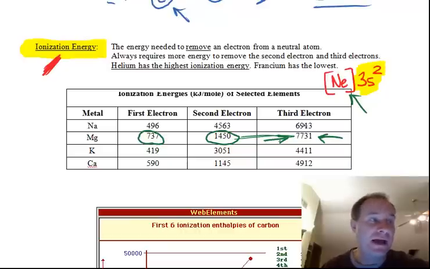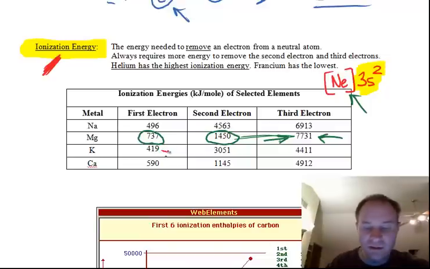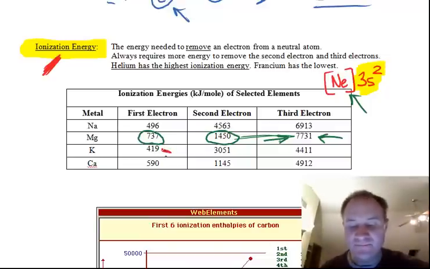I look at potassium. Potassium is a 4s1, and so with potassium, you can lose 1 electron easily, but it's going to cost you a lot more, 7 times more, if you want to disturb the full valence shell of potassium.